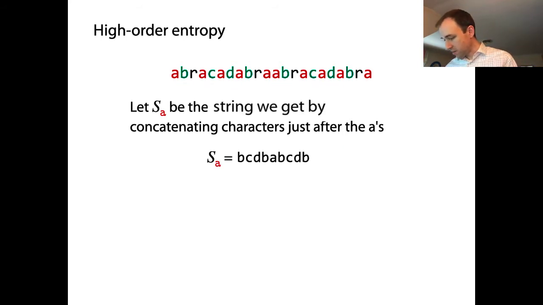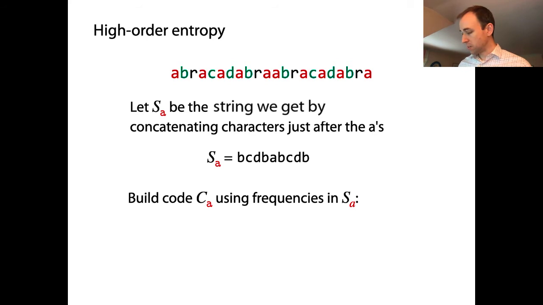Right, so there it is. And then what do we do next? That's the string that consists of all the characters that have A as their left context. All we're going to do is build a usual zero order code based on the frequencies of the characters in S sub A. So let's look in S sub A and make our usual frequency histogram of the different characters.